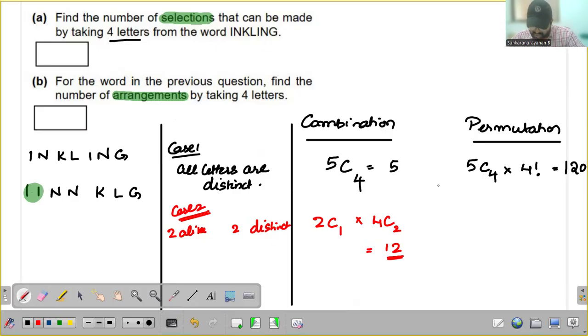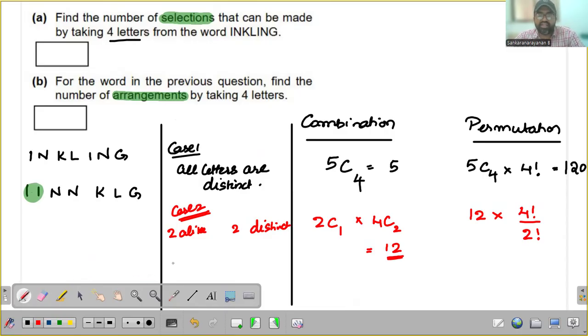The number of permutations is again 12 into... Please observe here, it will be 4 factorial divided by 2 factorial. Why 2 factorial? Because the two are alike. Suppose I is alike, it is permutation with repetition of letters as such. Sometimes it may be like I, N, K. So you can see that it is 4 factorial divided by 2 factorial. Okay. So that is what it is.